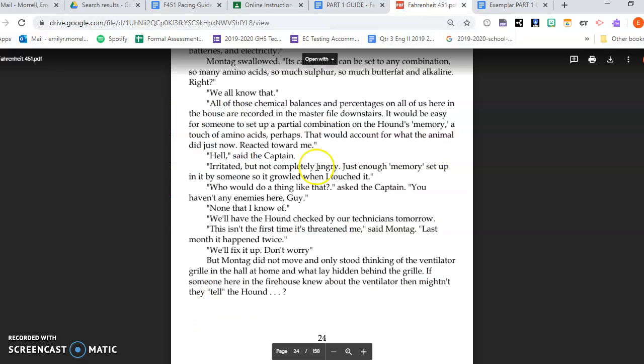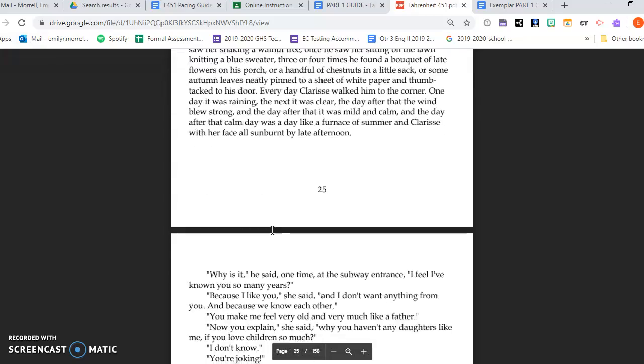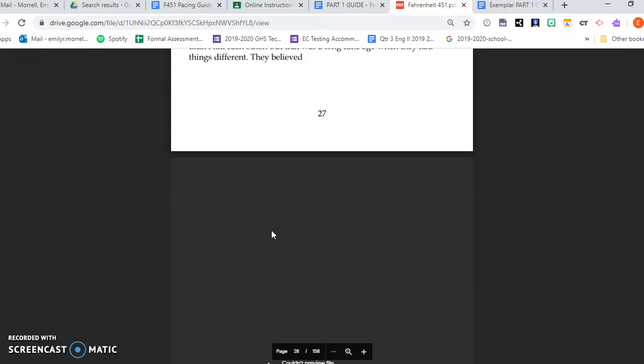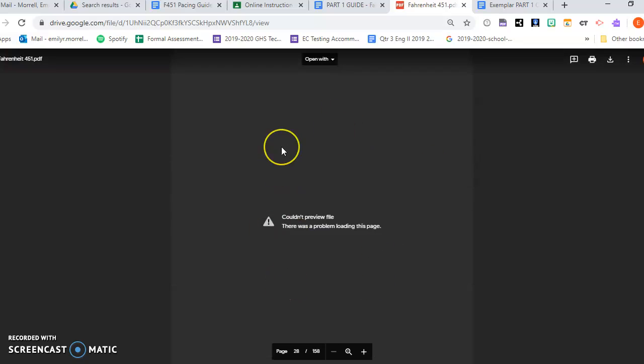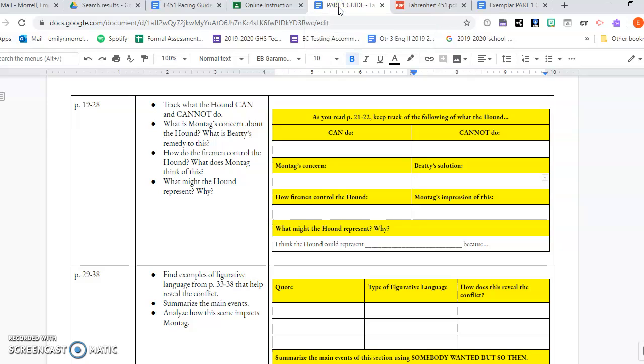So what I want y'all to go ahead and do, we left off at the bottom of 24. You're going to finish up reading 25, 26, 27, and 28, which isn't popping up for me. I'll just refresh it and it should pop up, but y'all should be able to see it. So you're going to read up through 28, and then you're going to finish up the rest of your reading tasks here. So how do the firemen control the hound? How does Montag feel about it? And then what might the hound represent?